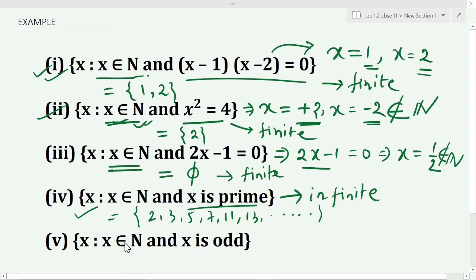Now the last set is x such that x belongs to N and x is odd. So x is odd number. Now the number of odd numbers is infinite. We cannot count them. So this set is also an infinite set. Okay.